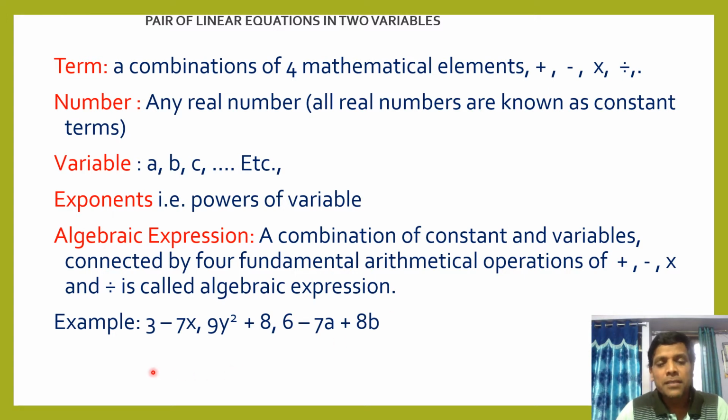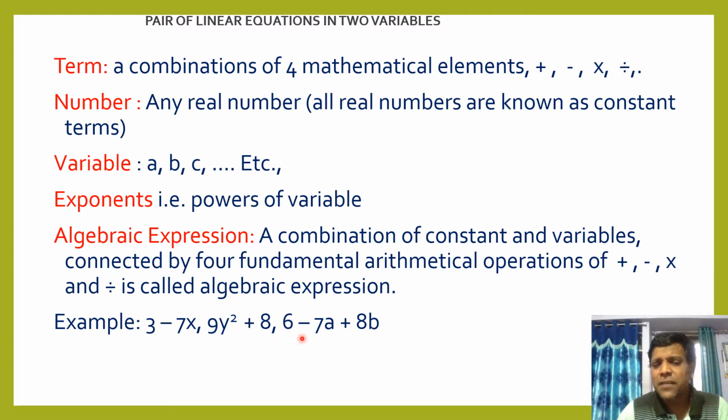For example, 3 minus 7x. Here 3 is a constant. 7x is a variable term. Here x is the unknown value, 7 is the numerical term. Here these two are connected by minus symbol. And second one, 9y square plus 8. Here 9 is a constant, y square is an unknown value variable, plus 8 is a constant term. Here these two terms are connected by plus.